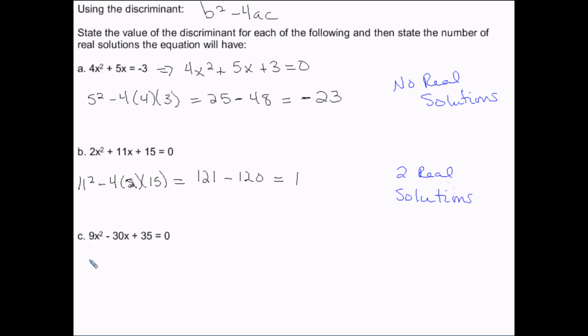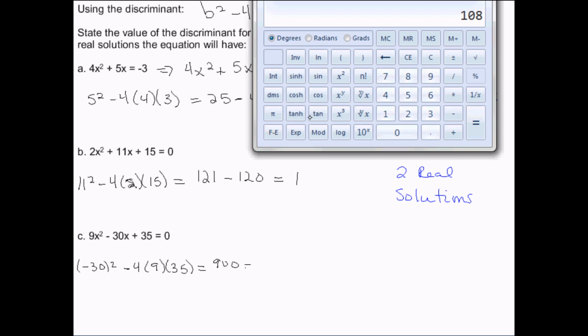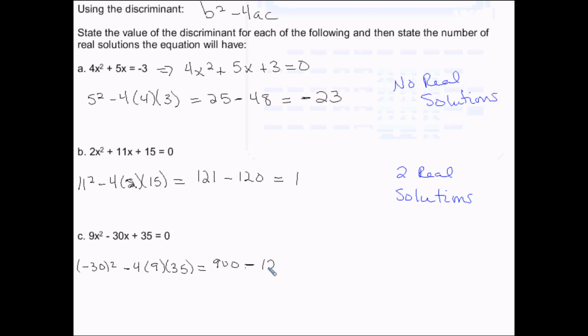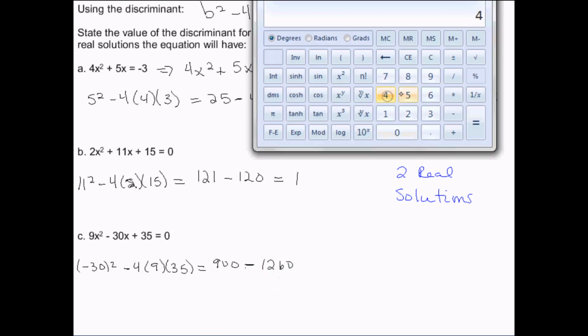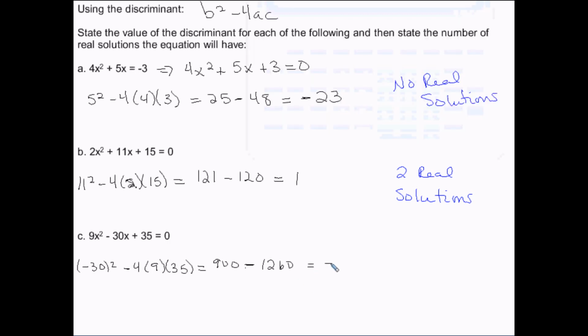And finally, I have b squared minus 4 times a times c. Now, here's where I'm going to cheat a little. That's 900. 4 times 9 times 35 is 1260. I'm going to just double check that. 4 times 9 times 35, 1260. Okay, which is going to be a negative 360. And so in this one, I'll also have no real solutions.